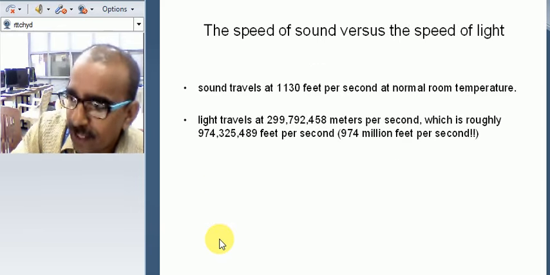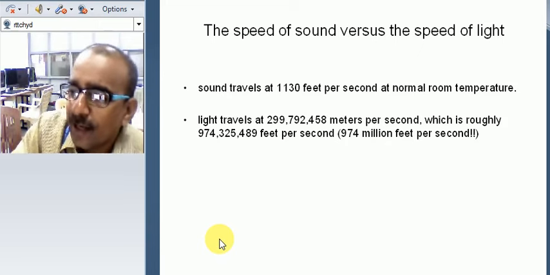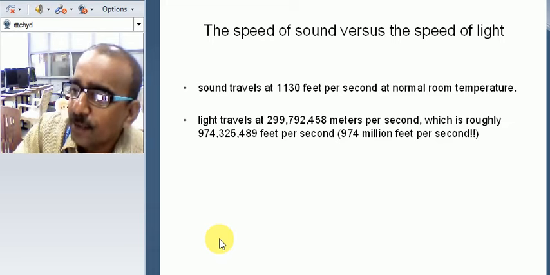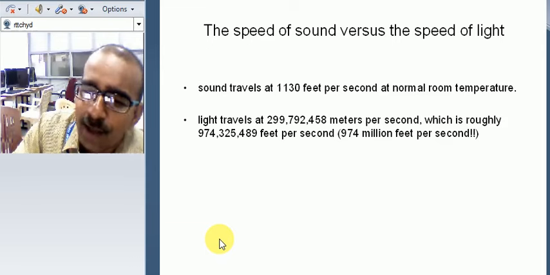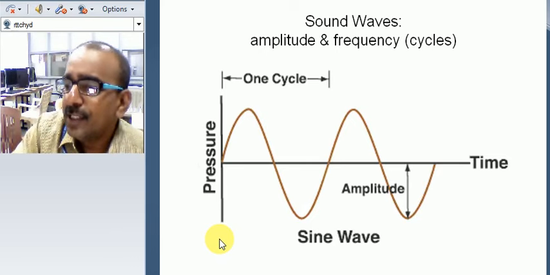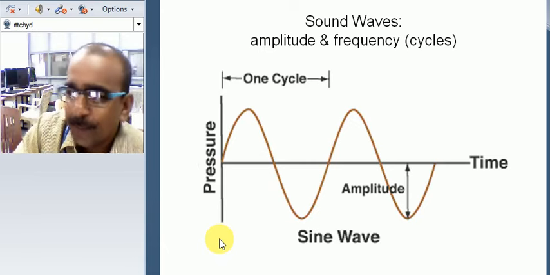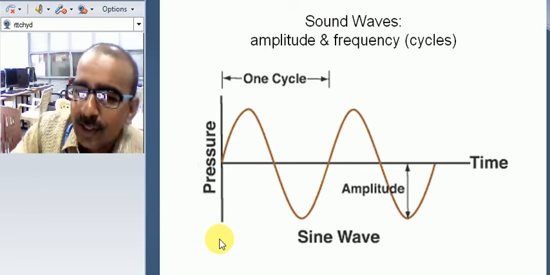Now in this slide, the speeds, the velocity of sound and light are compared. The speed of light is almost 3 × 10^10 meters per second, whereas sound is 1130 feet per second at normal room temperature. The next slide shows the frequency, amplitude and wavelength of different waves.